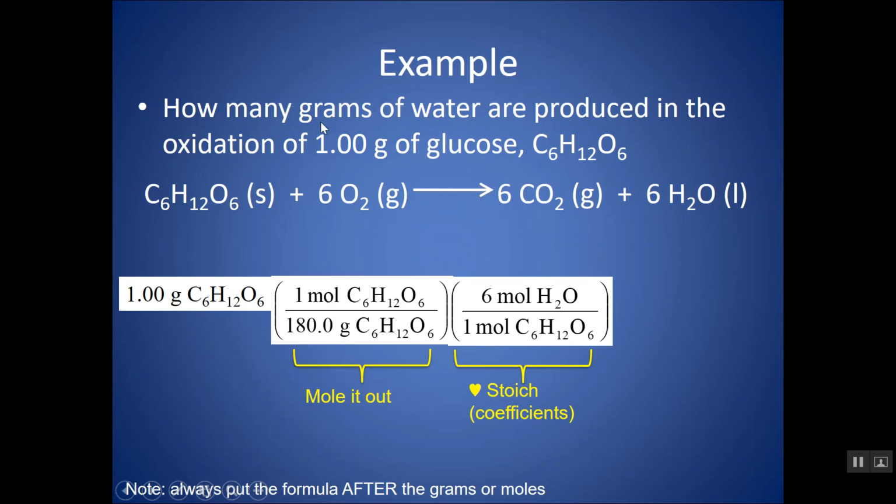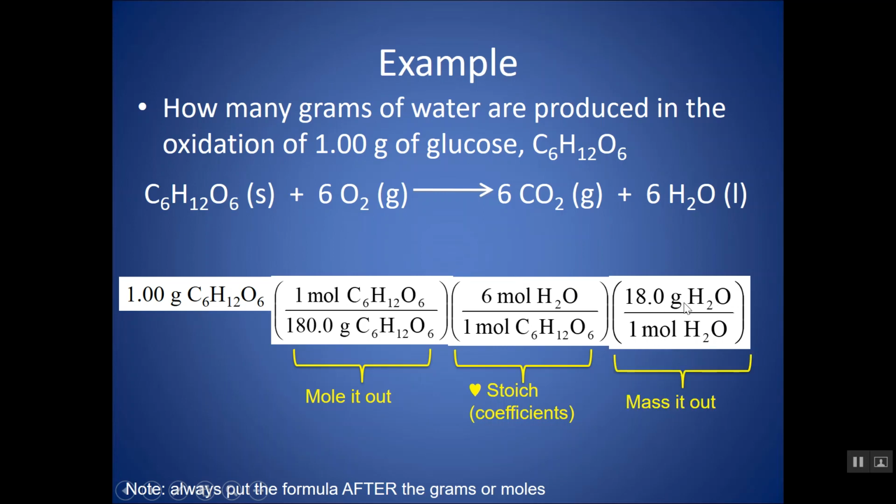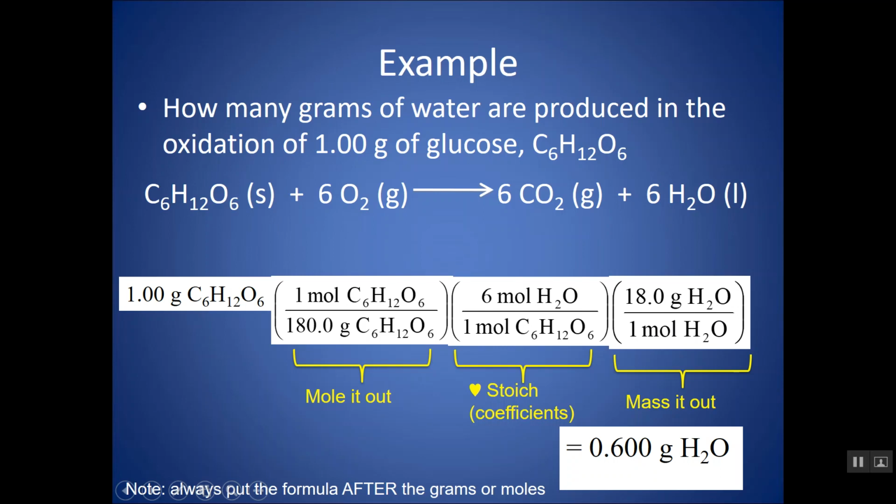So there's one more conversion factor I need to now convert from moles of water into grams of water. And that's using just the molar mass of water. So I want moles of H2O on the bottom, and I want grams of H2O on the top. For every 1 mole of H2O, there's 18 grams of H2O. And then I get my answer, keeping 3 sig figs.